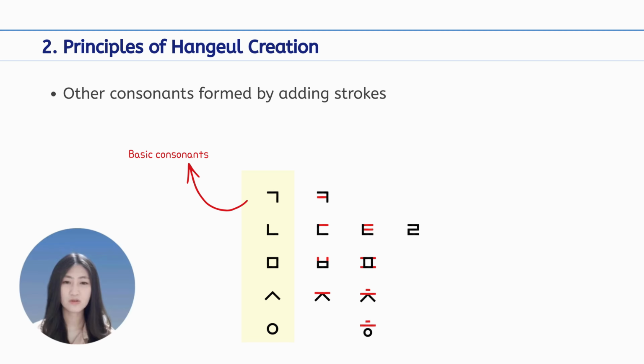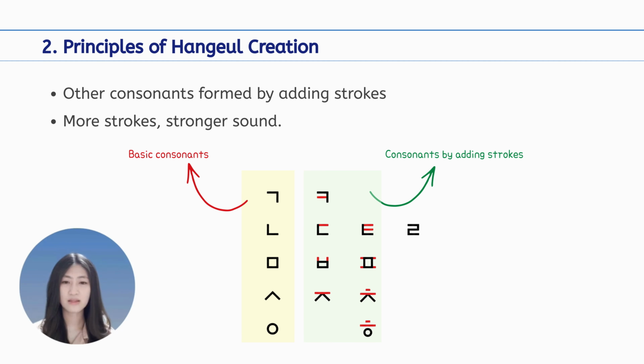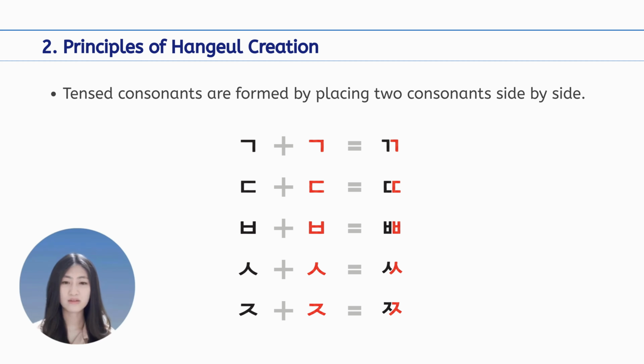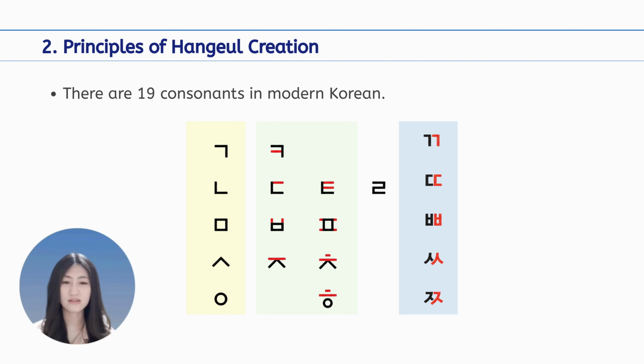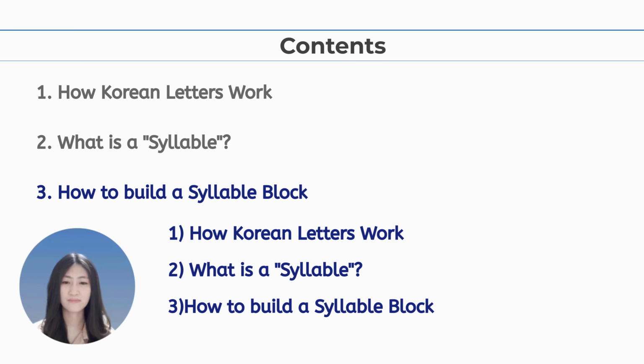We added the strokes to these basic letters to make other consonants. More strokes mean a stronger sound. We also have double consonants, which are made by writing the same consonants twice. In modern Korean, there are 19 consonants. We will learn the details in later lessons.